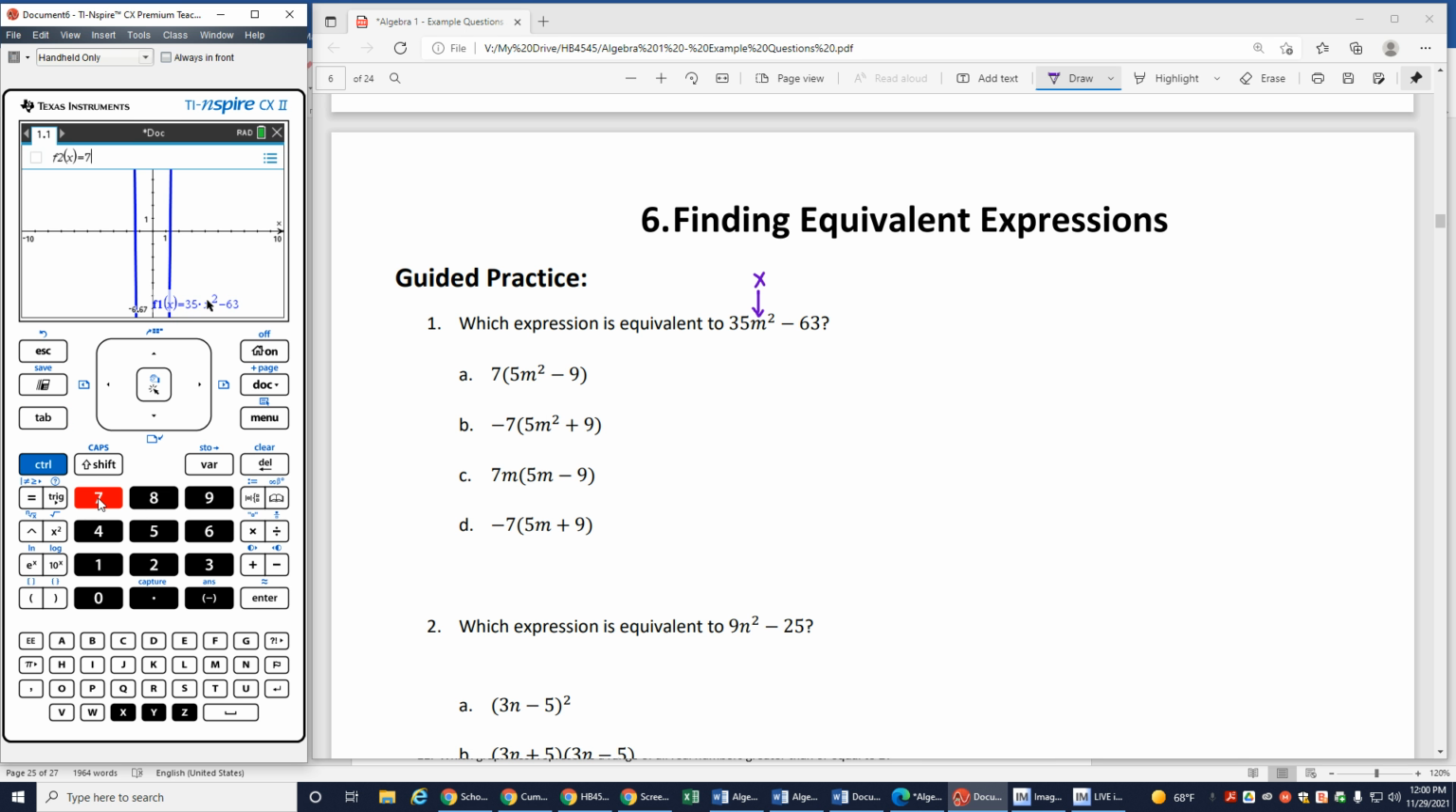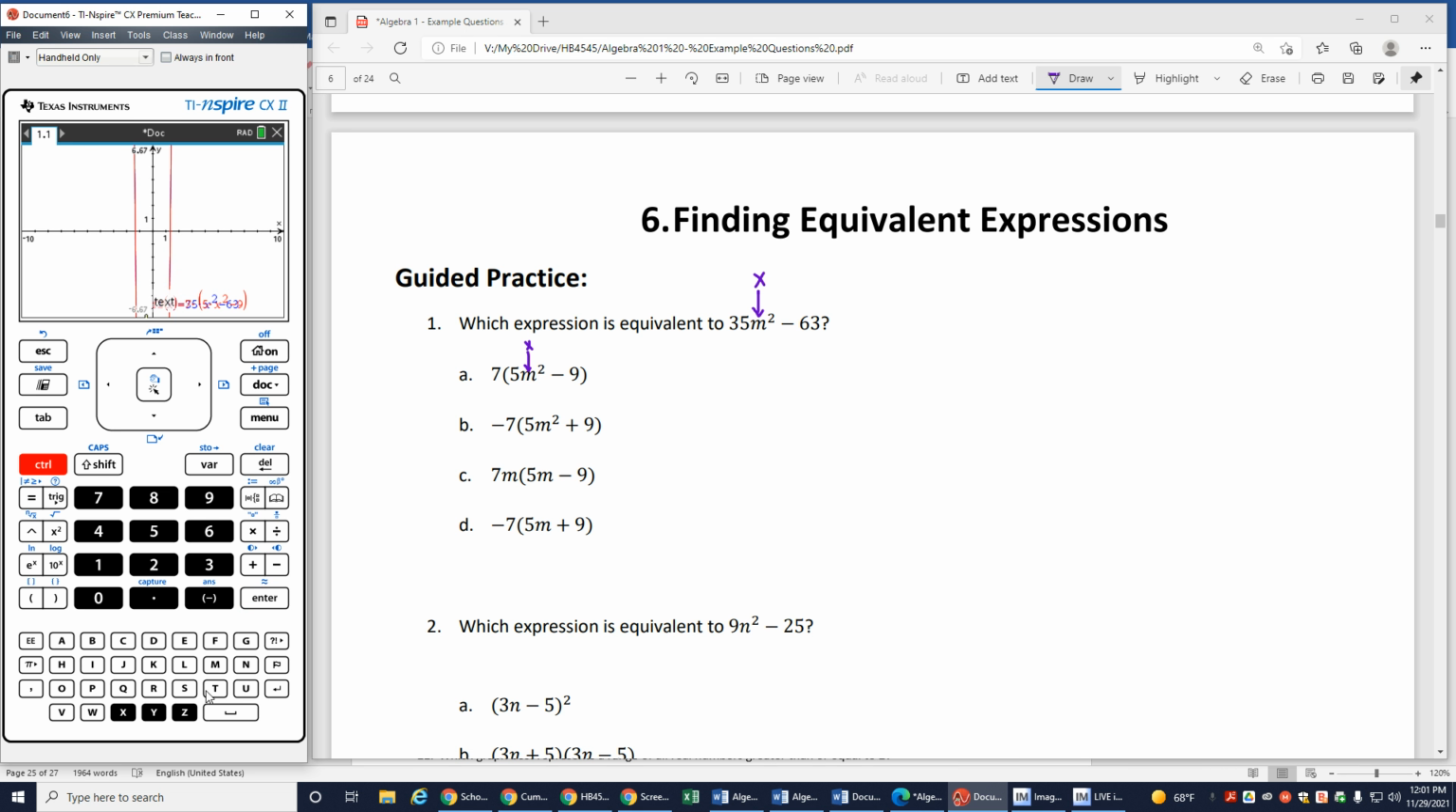And I'm going to type this second one, 7 parentheses 5, and then remember instead of the m we're going to replace our m's with x's, so 5x squared, close my parentheses, minus 9. Oops, not close my parentheses, that minus 9 should be inside the parentheses. So I've got 7, 5x squared minus 9, close those parentheses and hit enter. Notice it lined up exactly on top of there.